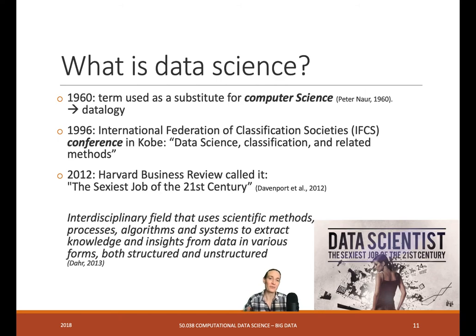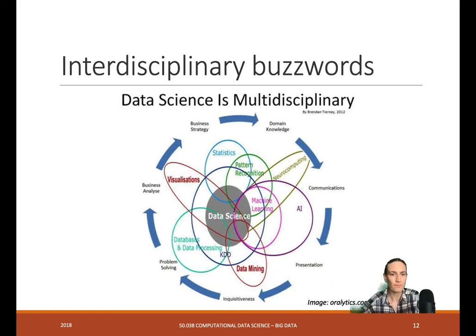But in any case, we can consider data science today as an interdisciplinary field that uses scientific methods, processes, algorithms, and systems to extract knowledge and insights from data in various forms, both structured and unstructured. So there's a lot in this definition, and as you see in the next slides, we'll break down everything. Let's start with interdisciplinary.